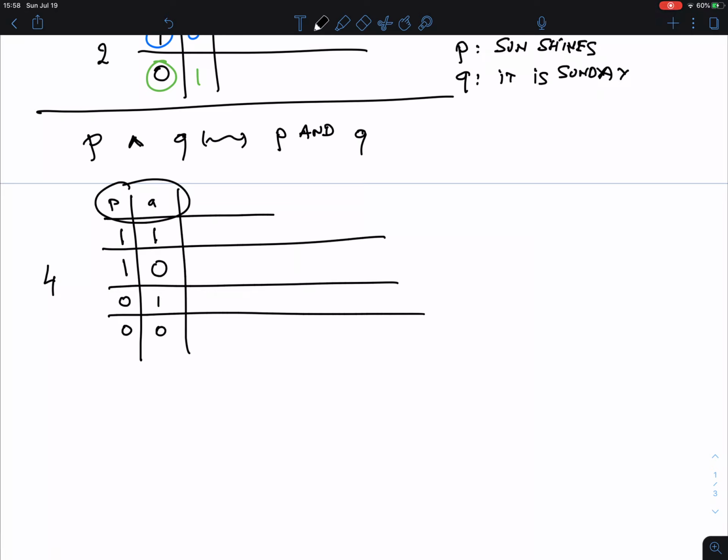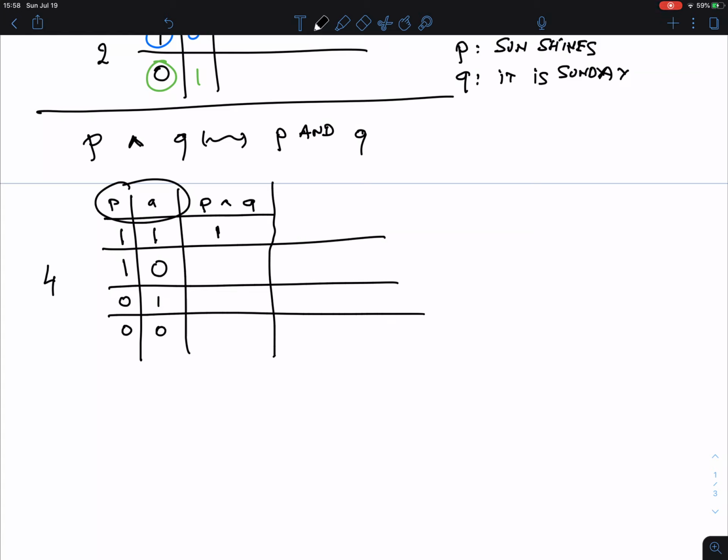Now we have all 4 possibilities, and we can ask, what is P and Q? Well, if the sun shines and it's Sunday, if both of these things are true, which is the case in the top row of the table, say it's 4 o'clock in the afternoon on Sunday, then it is true. So if P is true and Q is true, then P and Q is true. But now, what about other possibilities? Suppose it is still sunny, but it is already later at night, when it's dark, 10 p.m. or something like that.